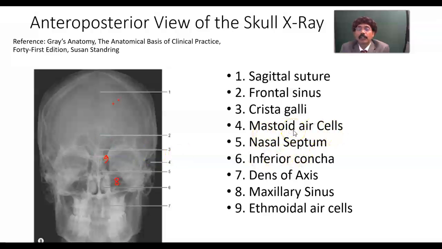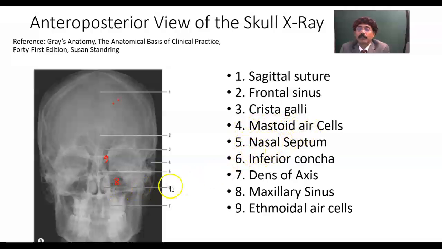Mastoid air cell. Mastoid air cells are present in the mastoid process of the temporal bone. They are also lined by pseudostratified ciliated columnar epithelium. Cilia are shorter in mastoid air cells.